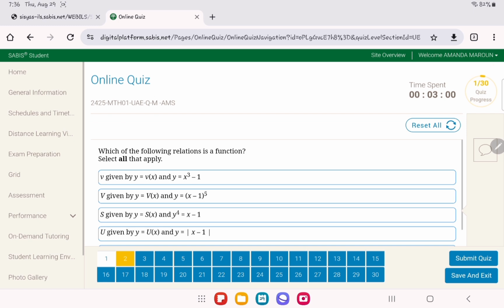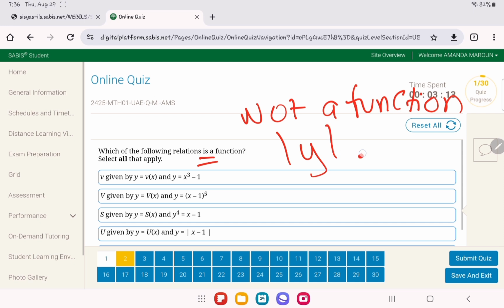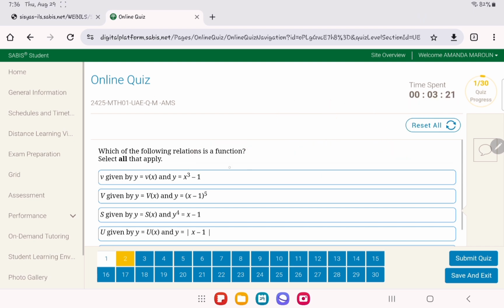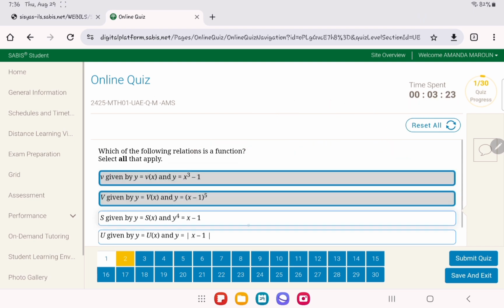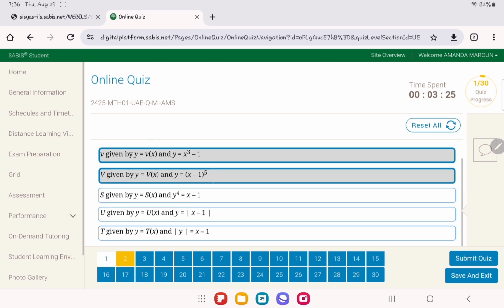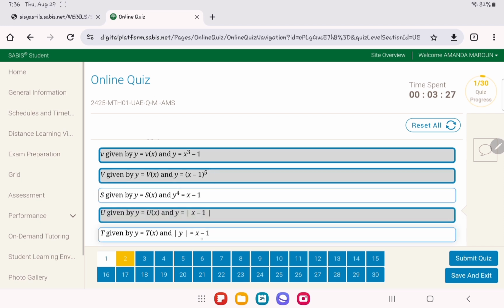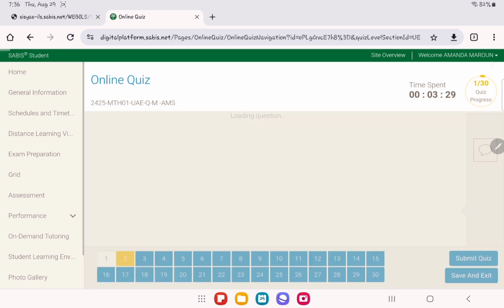Now, question number 2. Which of the following relations is a function? So we said those that are not a function are the ones in absolute value and the ones that have even exponents. So if we need to take the ones that are a function, we don't choose these. That means this is a function and this is a function. This is not a function. This is a function and this is not a function.